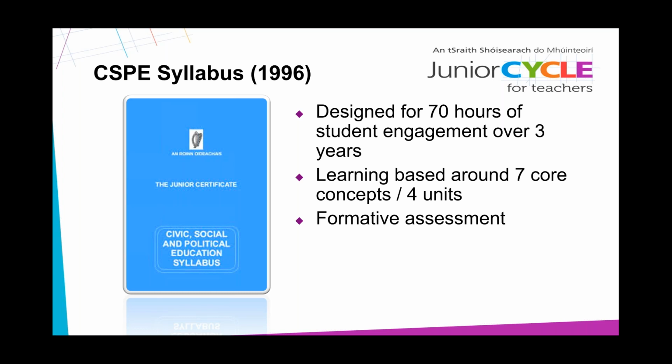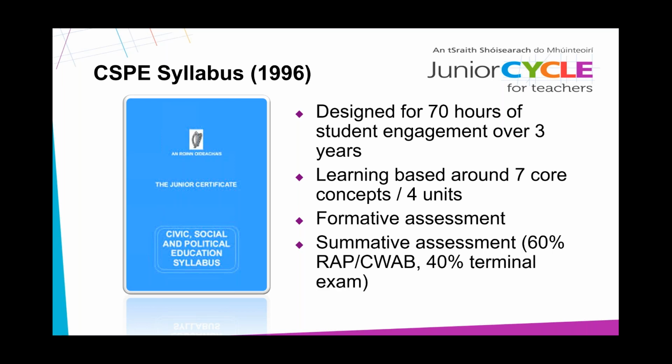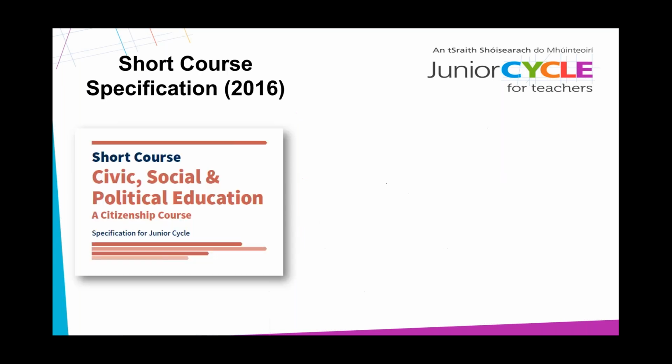So formative assessment was the main method of assessment in the CSP syllabus in terms of the 60% that was allocated for the report on action project or the coursework assessment booklet, and then the 40% went in terms of more summative assessment for the terminal exam. So it's really important to note that the 96 syllabus, which had some really positive and very forward-thinking elements that are reflected in a lot of the junior cycle reform that is ongoing at the moment, wasn't framed with the 8 principles or the 24 statements or the 8 key skills at its core, and it wasn't written with a learning outcomes format, unlike the short course specification that was published in 2016.